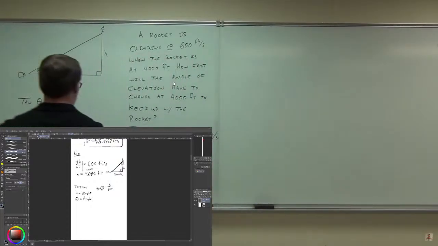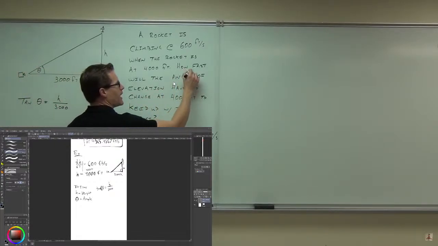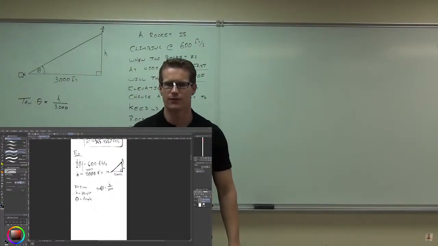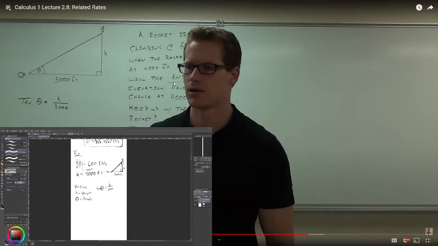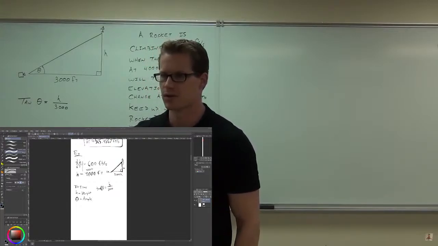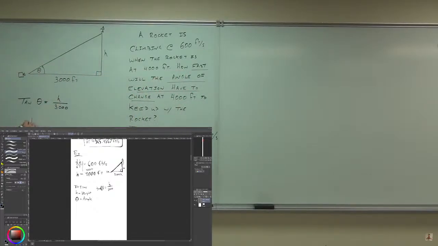Let's go ahead and try to find this. What we're looking for is one more thing. How fast will the angle of elevation change? How can I write that? It's d theta dt. That's the change in the angle compared to time. Does that make sense to you? This is how fast the angle of elevation will have to change, the change in the angle compared to the time at 4,000 feet. This is what we're looking for, right there.